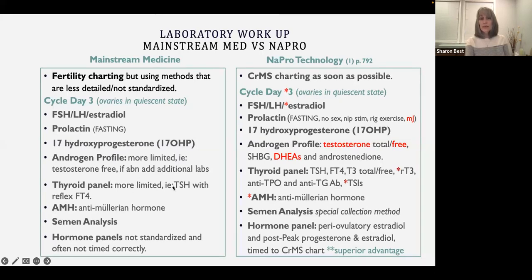We both do thyroid panels. Again, the NaPro is going to be much more detailed compared to the mainstream med. Mainstream med is going to order just the TSH with a reflex free T4. We typically order a full panel, including TSH, free T4, T3, both total and free. Many NaPro providers order the reverse T3, and all of us pretty much order the anti-TPO antibodies and anti-TG antibodies. So on my website, I have a page called Thyroid Problems that explains all of these.